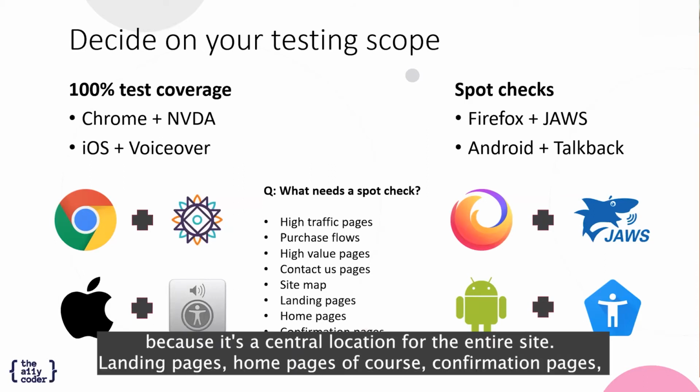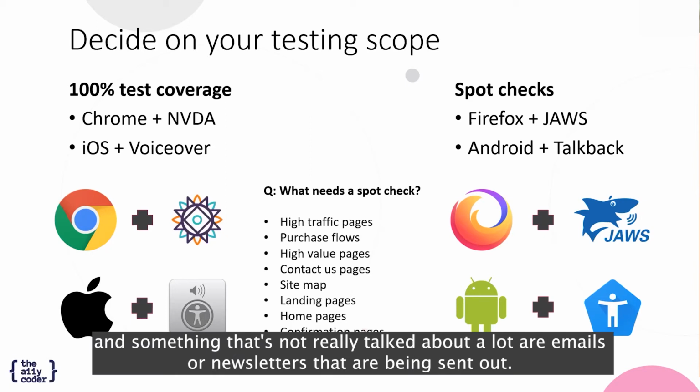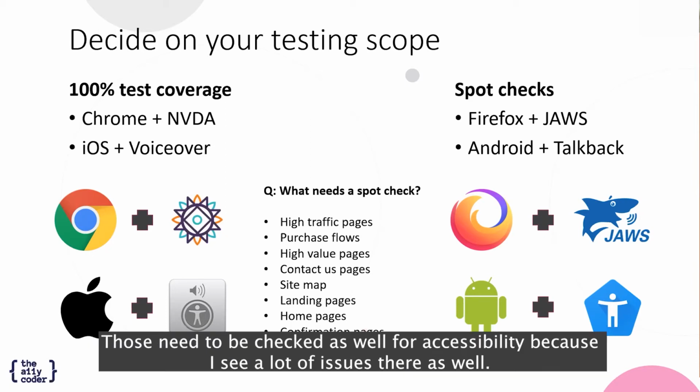Landing pages, home pages, of course, confirmation pages. This would be like maybe after a purchase. Checkout pages, and something that's not really talked about a lot are emails or newsletters that are being sent out. Those need to be checked as well for accessibility, because I see a lot of issues there as well.